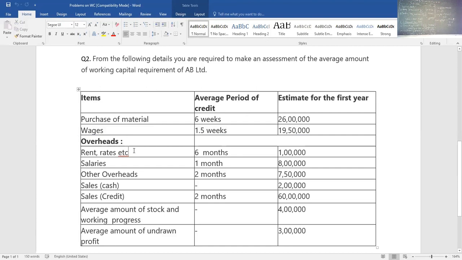Again, rent and rates, 1 lakh is pending, which has to be paid on an average period of 6 months. Again, this is an outstanding expense. Salaries, 8 lakh has to be paid within a duration of 1 month.